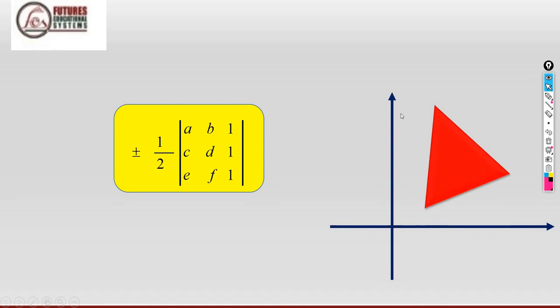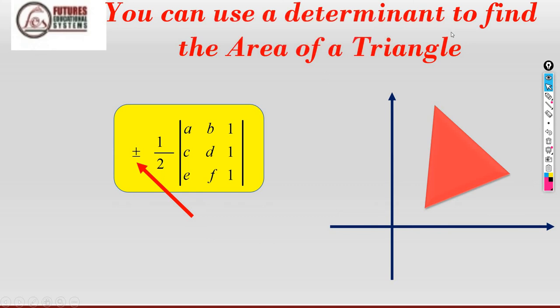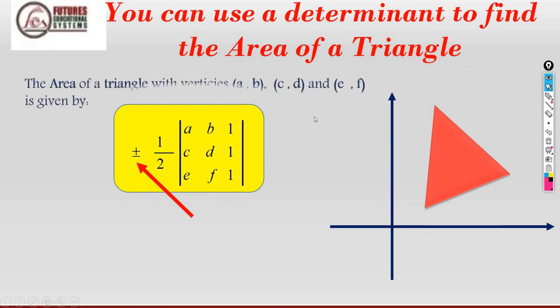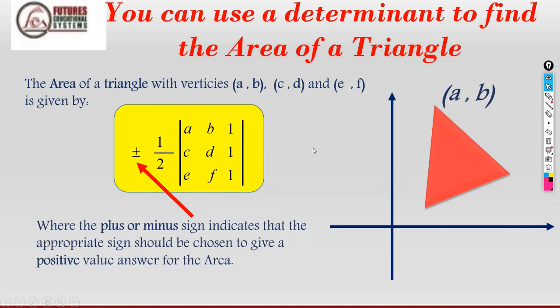Very important example: how to get the area of a triangle using a matrix. You can use the determinant to find the area of a triangle. We have a triangle with vertices: the first vertex A and B, the second vertex C and D, and the third vertex E and F.